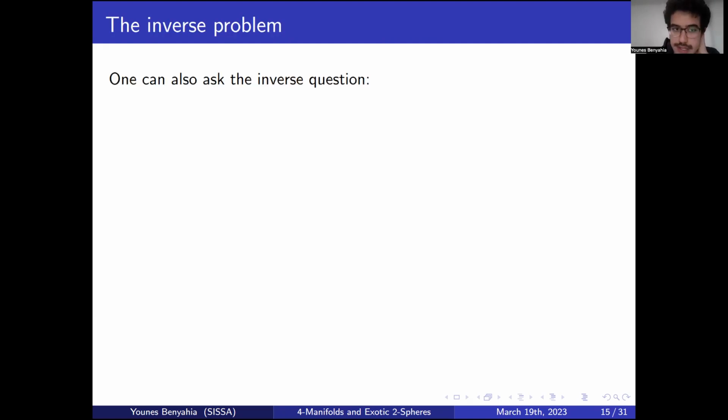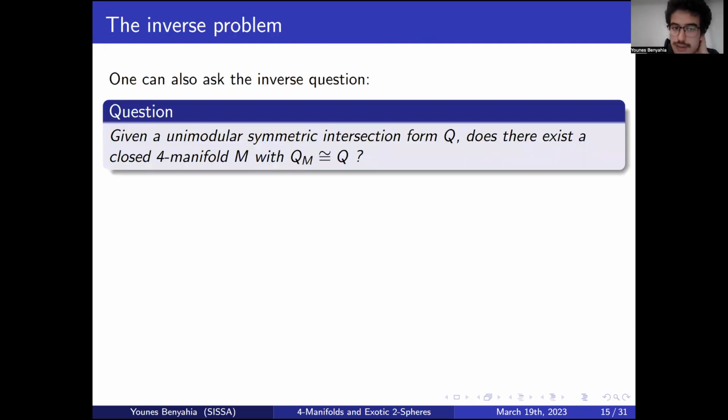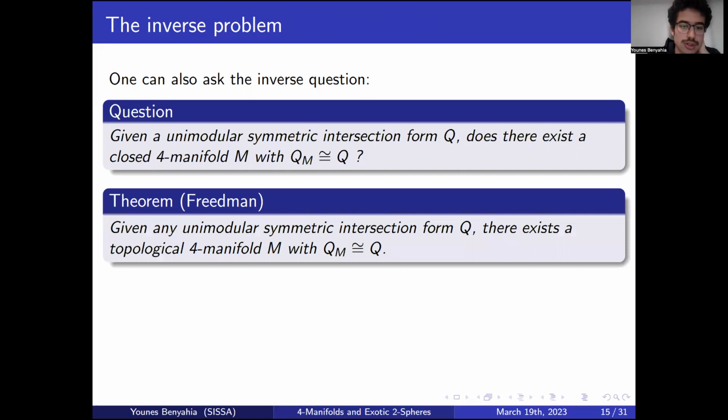We can also ask the inverse question: if you have a unimodular symmetric intersection form Q, is there a closed four manifold M with Q of M isomorphic to Q? The answer is also by Freedman, in the same result. Given any unimodular symmetric matrix Q, there exists a topological four manifold M with Q of M isomorphic to Q. So he answers it in the topological category.